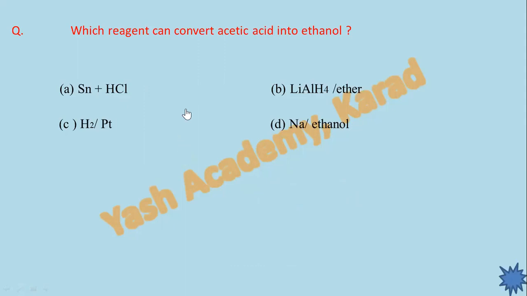Now this is the last question for you. With this explanation, we will stop here. Which reagent can convert acetic acid into ethanol? Tin in HCl, lithium aluminum hydride in dry ether, hydrogen gas adsorbed on platinum, and sodium in ethanol.